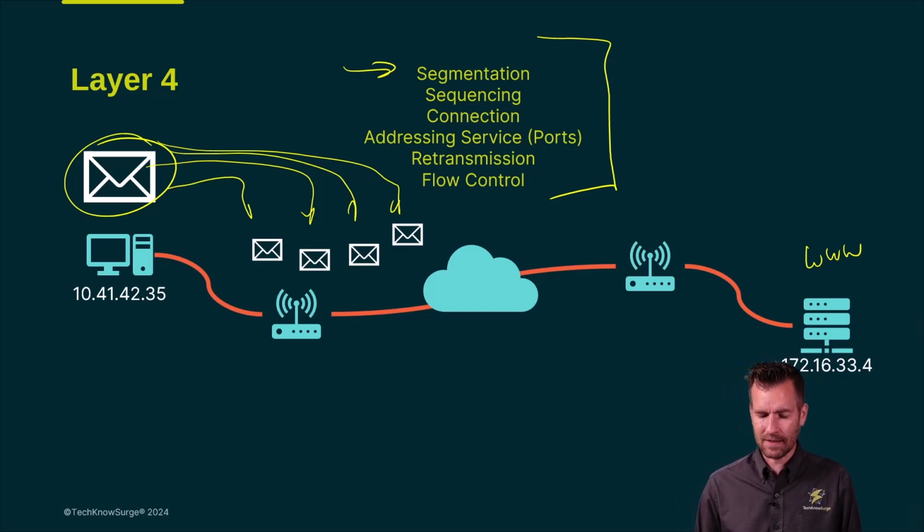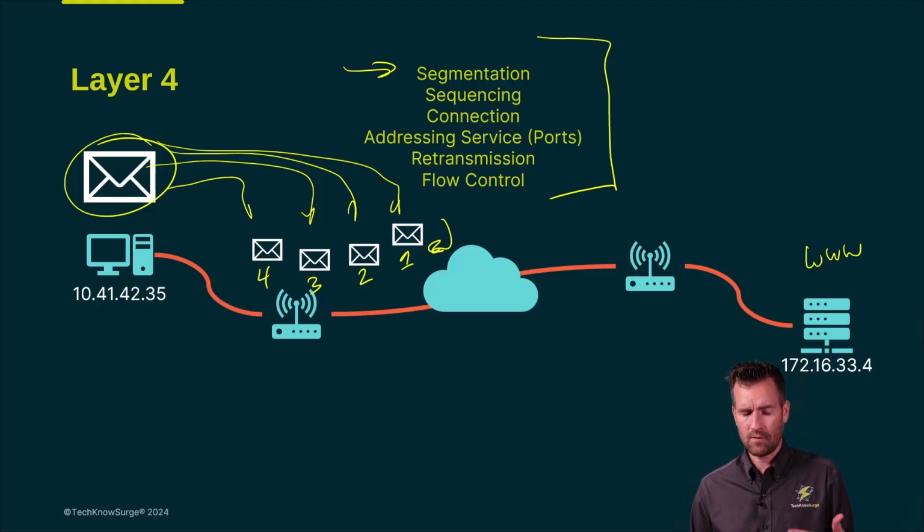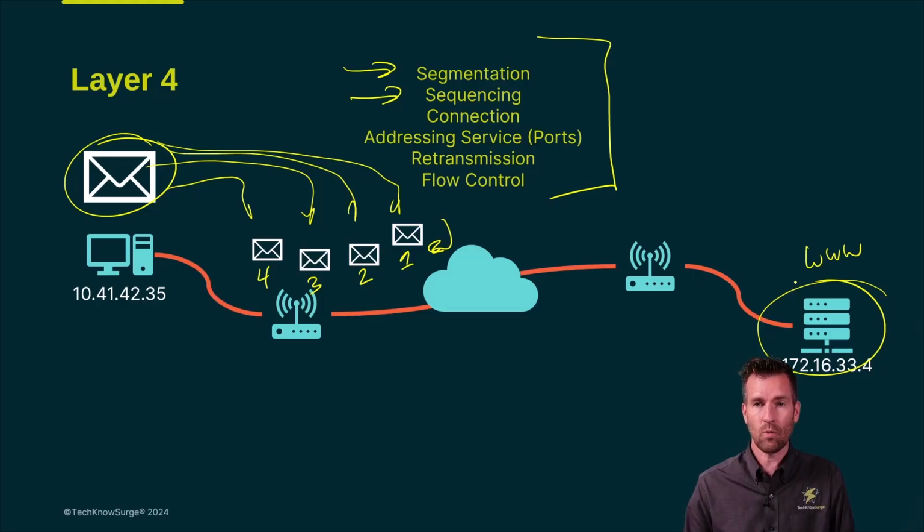And of course, since we have segments, we need to put it in a sequence. So we're going to add sequence numbers to it. Now TCP uses sequence numbers that look quite a bit different than this, but this will get us to the point of what it's trying to do. So it adds sequence numbers so that way this server knows what order those segments go in.